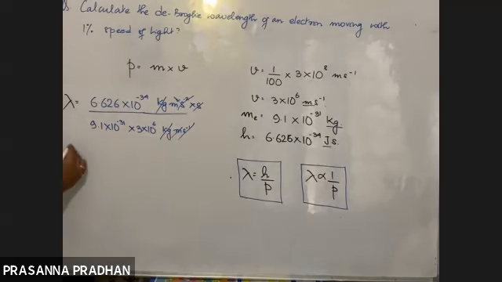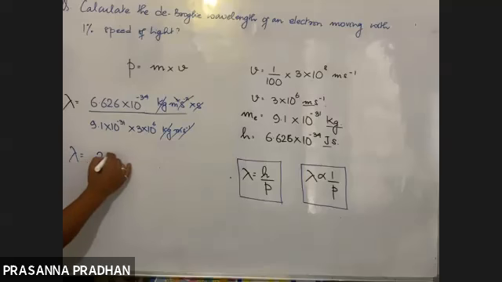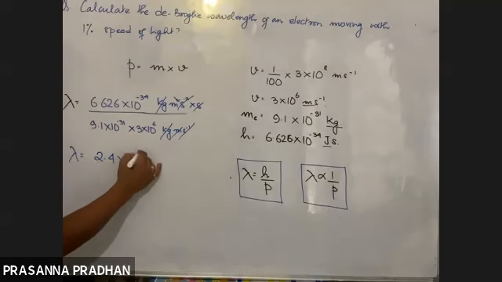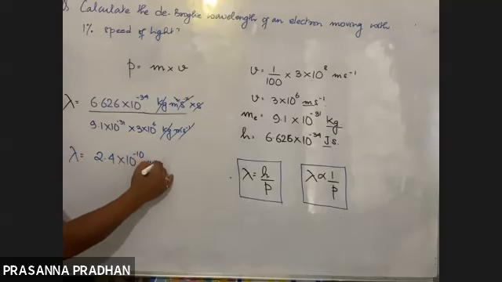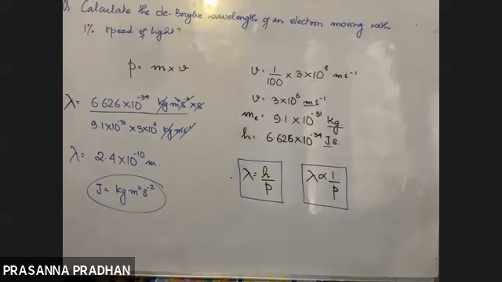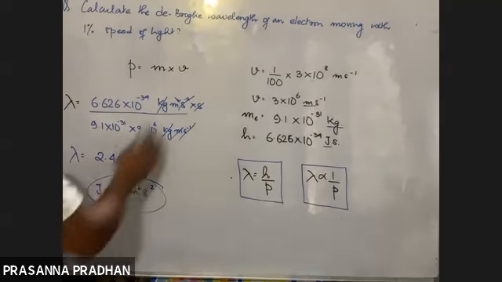So lambda equals, ultimately the answer is 2.4 into 10 to the power minus 10 meter. It was as simple as this. So joule is kg meter square second inverse square. You will have done this in the unit and dimension chapter in physics. Okay, so now I'll move to your next problem. I think this is understood, how to do it.